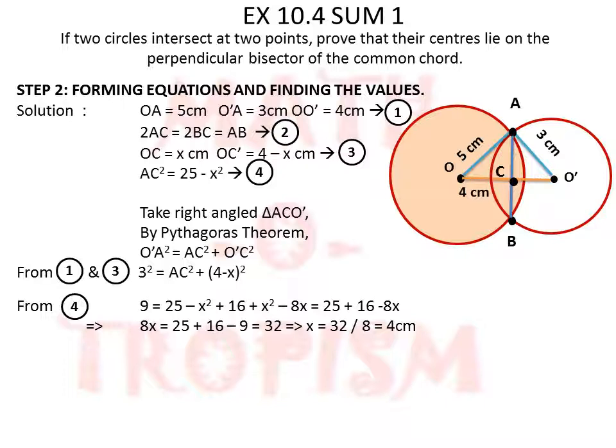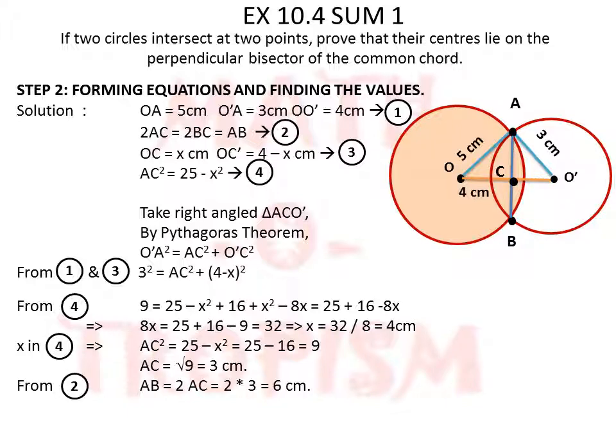Since x is 4 centimeters, substituting in equation 4, we get AC square is equal to 25 minus x square, which is 25 minus 16, which is equal to 9. So what will be AC? AC will be the square root of 9, which is 3 centimeters. When we substitute in equation 2, where we found that AB is twice AC, we get AB is equal to 6 centimeters. Therefore, the length of the common chord is 6 centimeters.